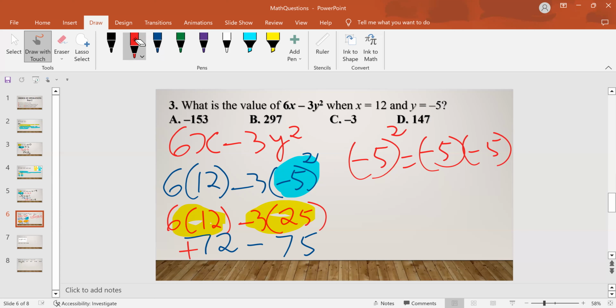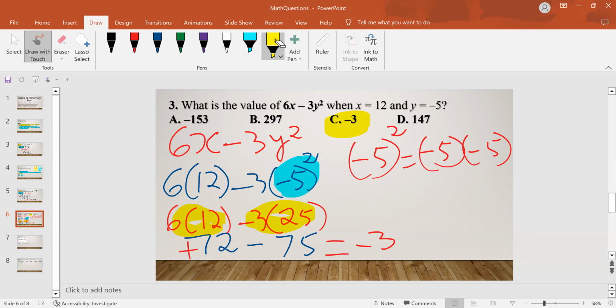So when you have two different signs, what we do, we find the difference. So the difference here, and the sign of the larger number is given to the result. Therefore, we're going to have -3. So the correct choice here is C.